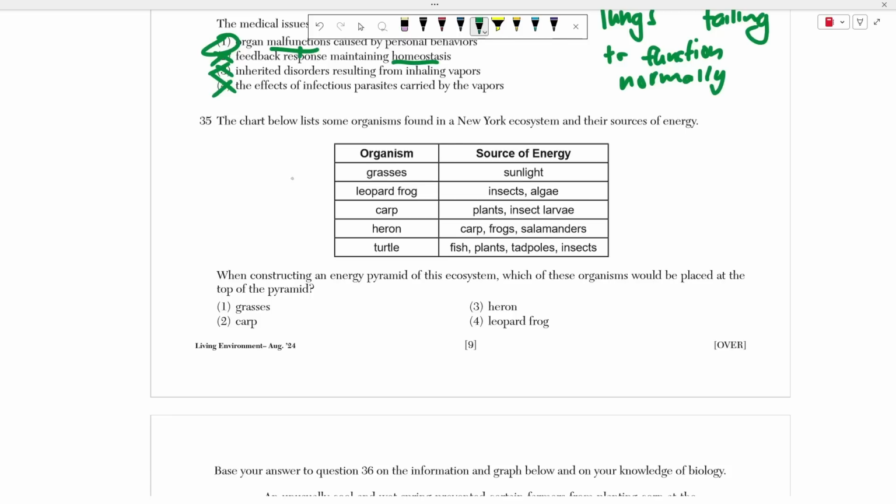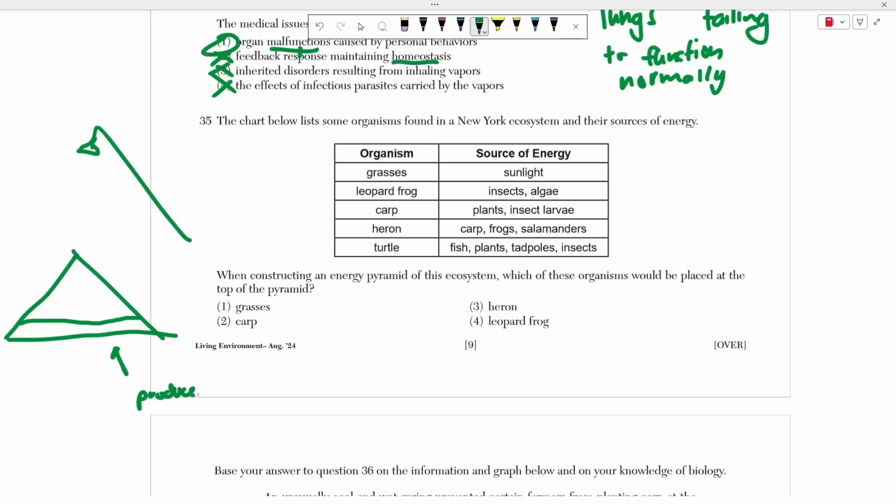So whenever you're constructing an energy pyramid, on the bottom are going to be producers. The bottom is going to be the longest or the largest part of the pyramid, and that's going to be your producers. And then the second rung is going to be herbivores, things that eat the producers. Then here you're going to have carnivores, and eventually at the top you're going to have the apex predators, right? So you're going to have predators closer to the top.